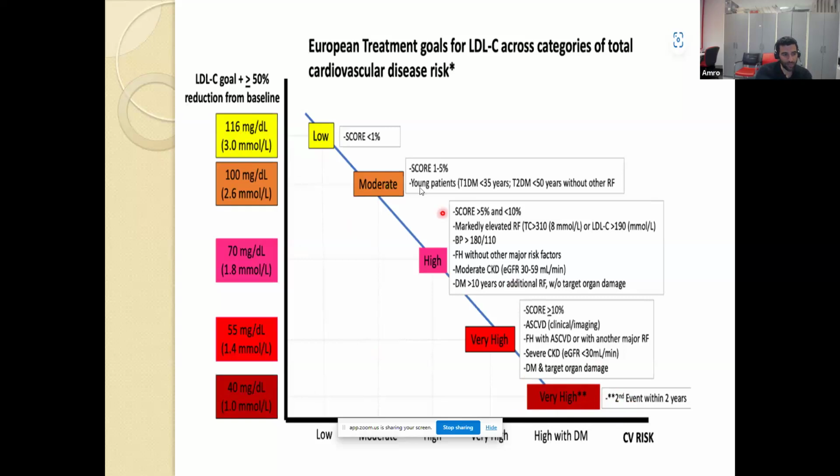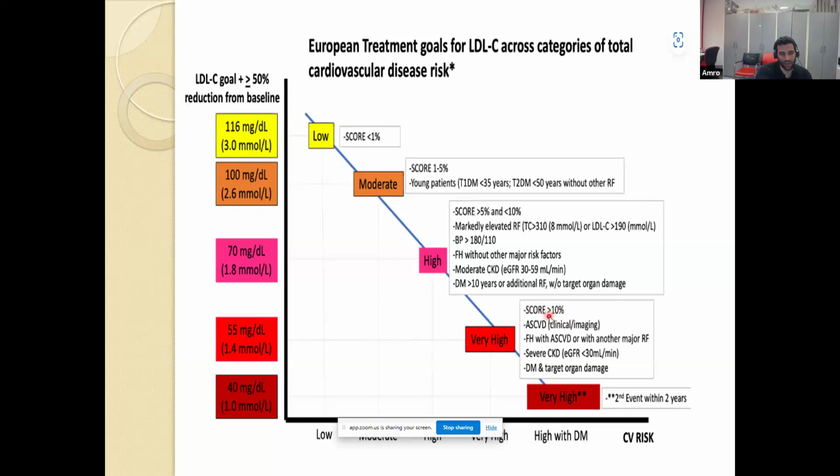So then you end up getting the spectrum in the middle. Now this score here is another risk calculator, but this is looking at your 10-year risk of essentially all-cause mortality.